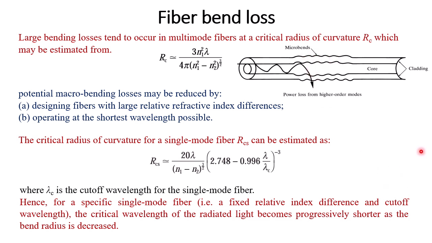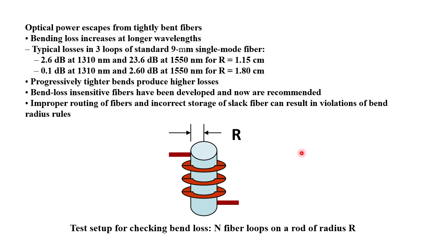Hence, for a specific single mode fiber, that is a fixed relative index difference and cutoff wavelength, the critical wavelength of the radiated light becomes progressively shorter as the bend radius is decreased. Now, using this kind of mechanism, we can determine the amount of bending loss. Now, optical power escape from tightly bent fibers. Bending loss increases at lower wavelengths.